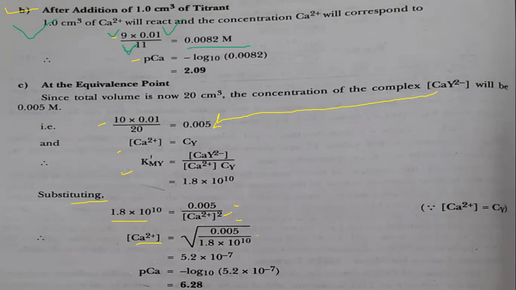So here this is what the concentration of calcium at that stage. So you can calculate PCA is equal to negative log to the base 10 into 0.0082. So the respective PCA value you will get here.